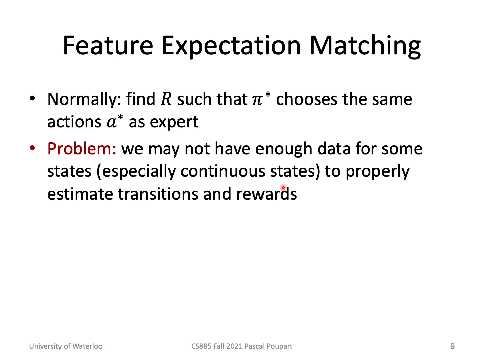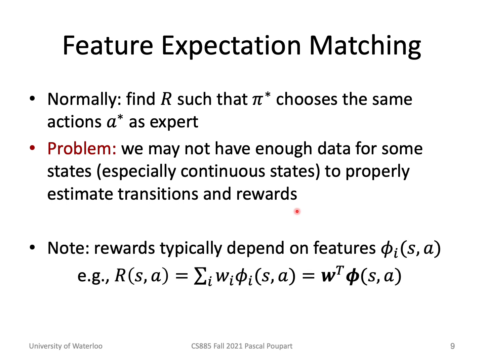And then in that case, we may not have enough data to properly estimate the transitions and the rewards from those states. So one solution to deal with this is to say that we're going to extract features from the state action pairs. And the idea is that even if some states are not visited very frequently, if the features that we extract from them are similar to the features of other states, then we're going to be able to generalize better. So let's go ahead with this notion of feature.